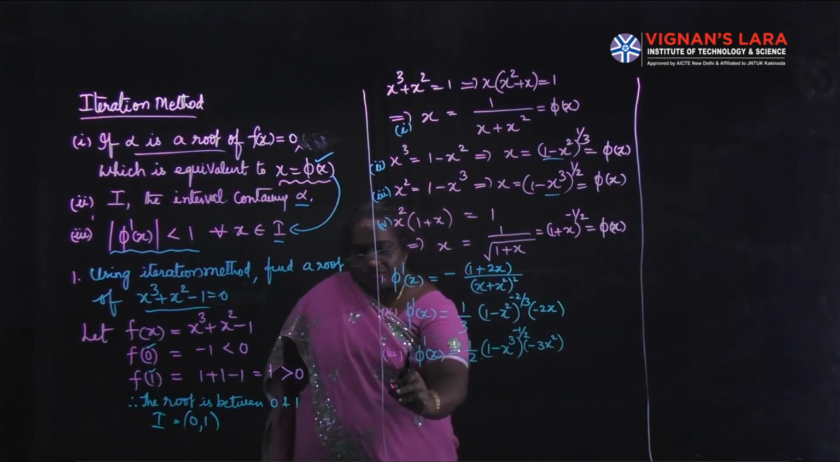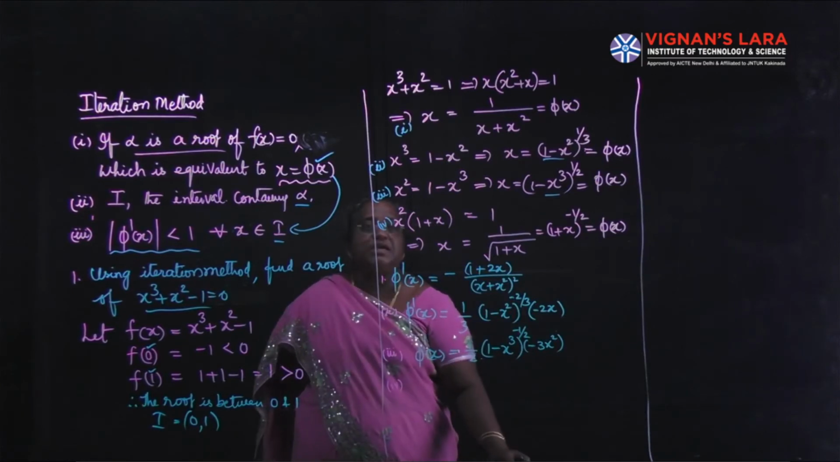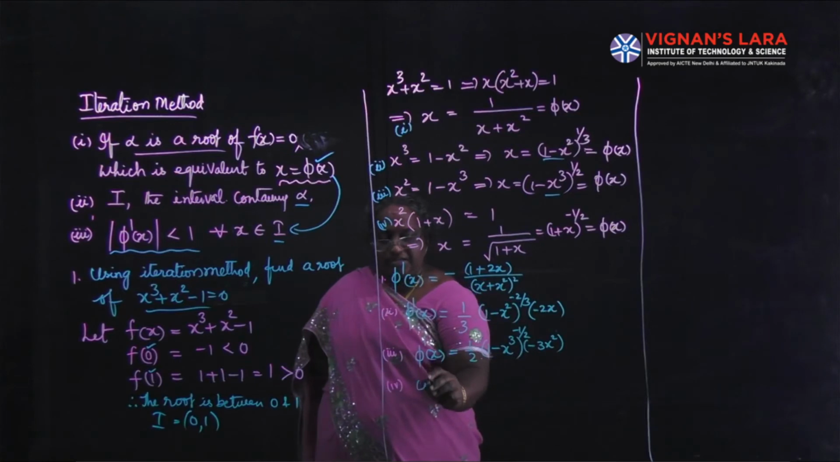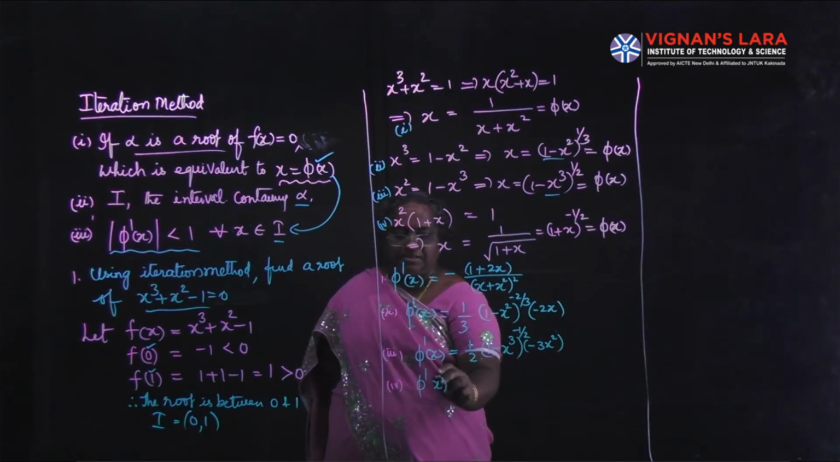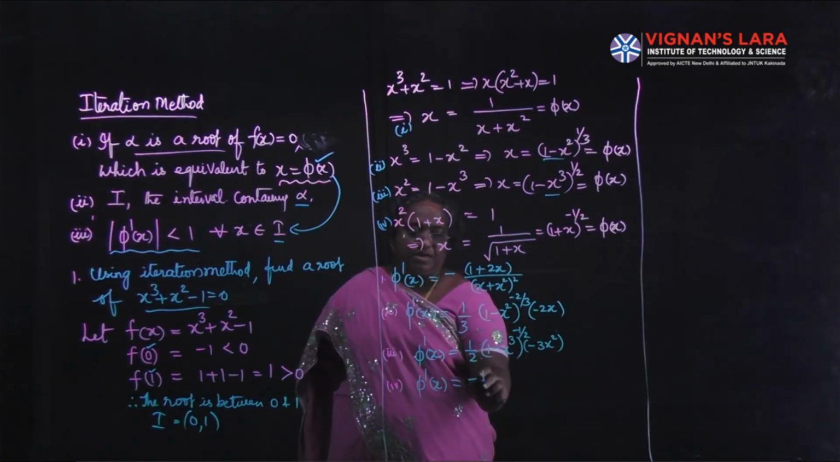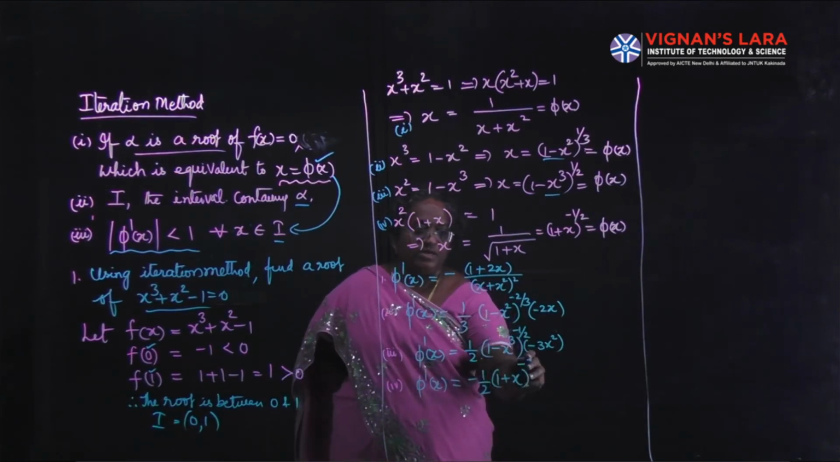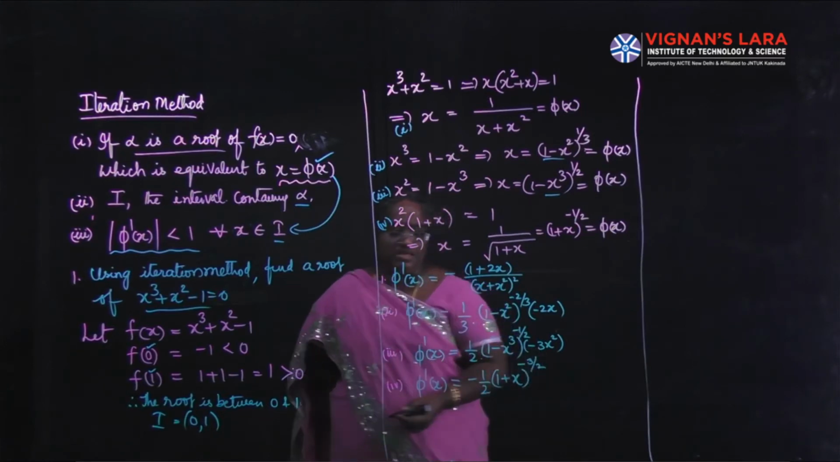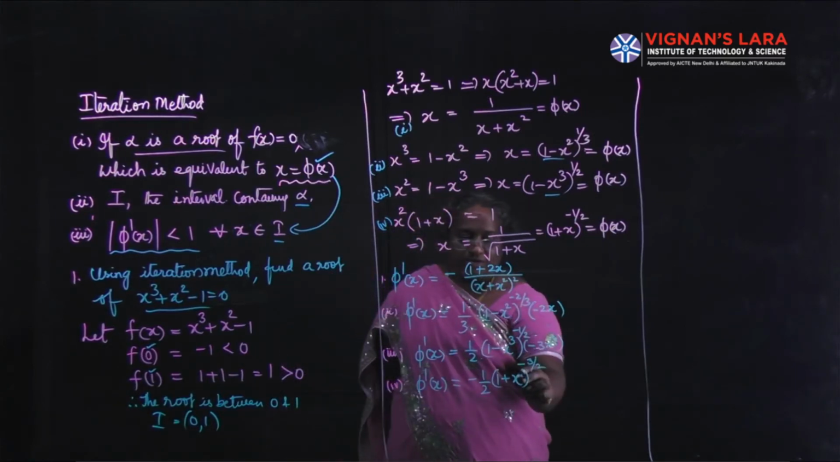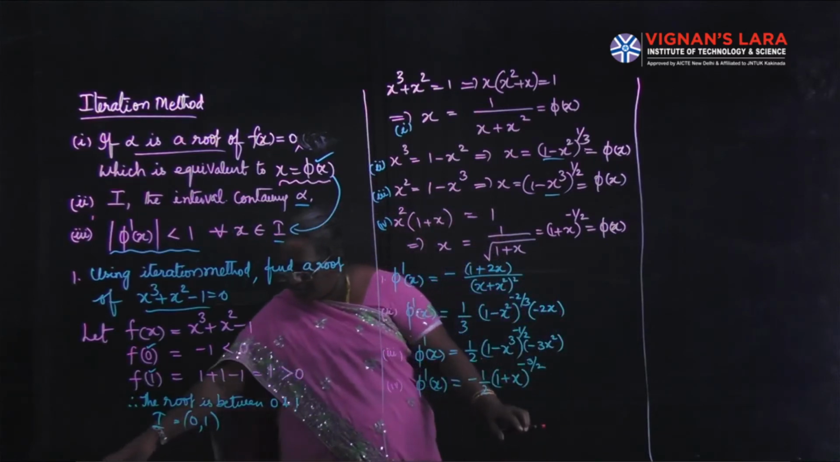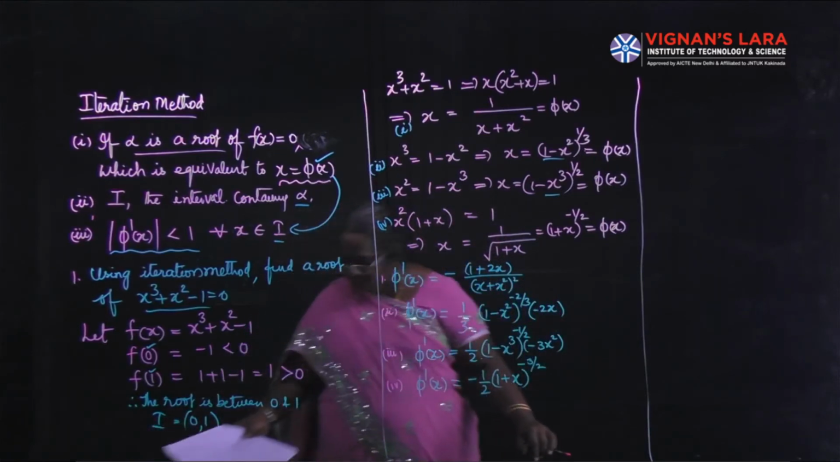So for the fourth possible case, what is phi dash x? Phi dash x is equal to minus half into (1 plus x) whole power, minus half minus 1 is minus 3 by 2, into the derivative of x, which is 1. So now these are the 4 possible cases.